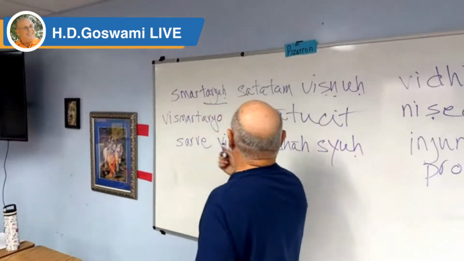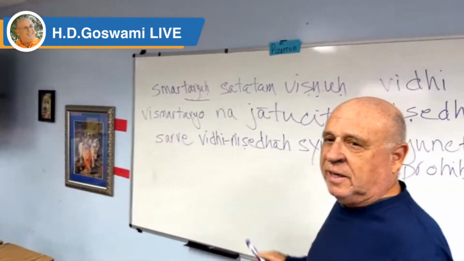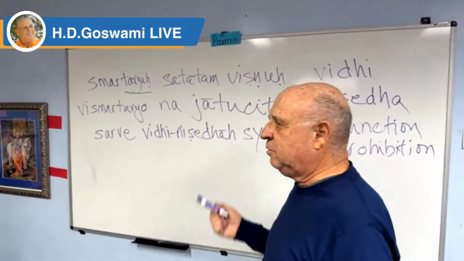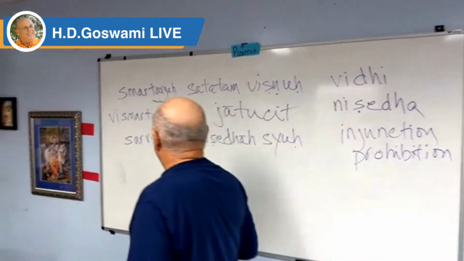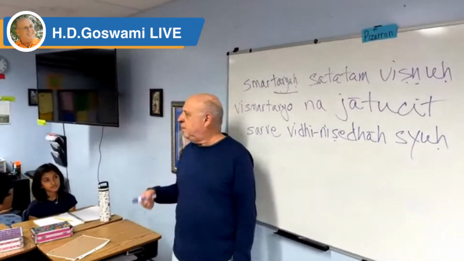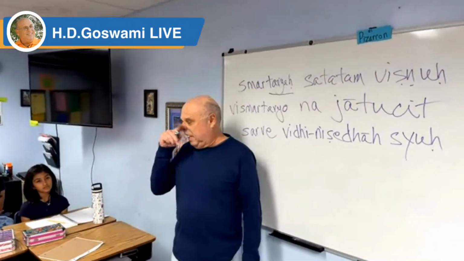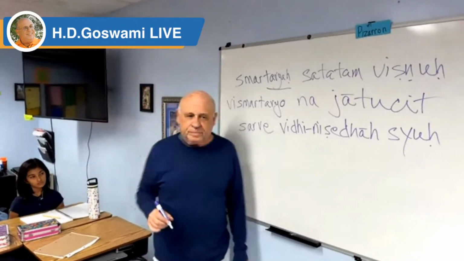So all injunctions and prohibitions, all do's and don'ts. So anything that anyone tells you, like do this and don't do that, must be sevya. Etayor in Sanskrit, like in English we have singular and plural, the books. But in Sanskrit they have singular, dual, and plural. You can say two of something.